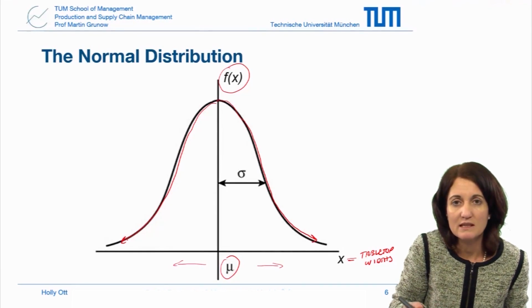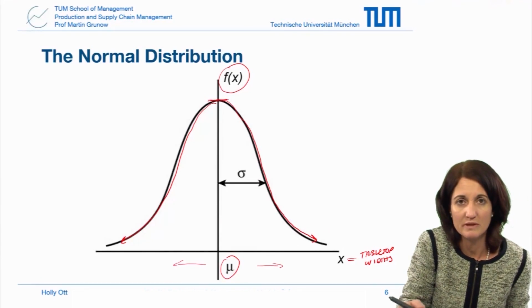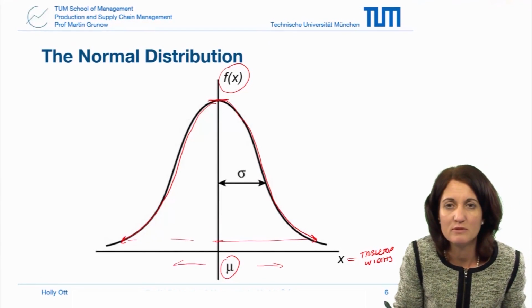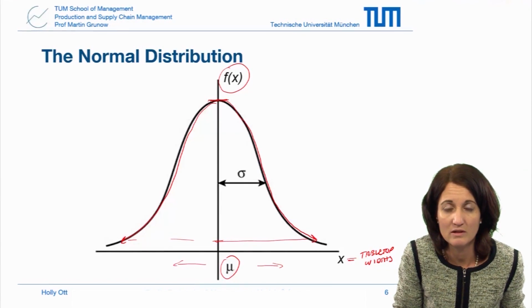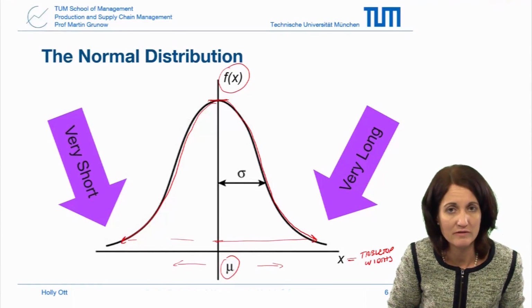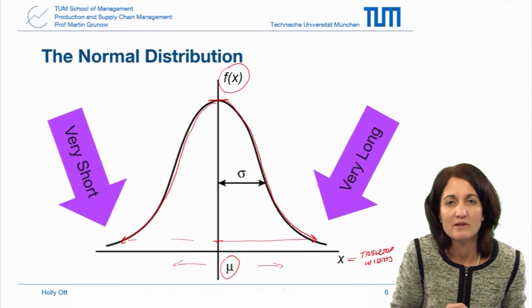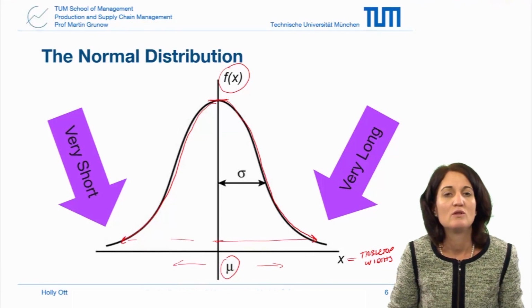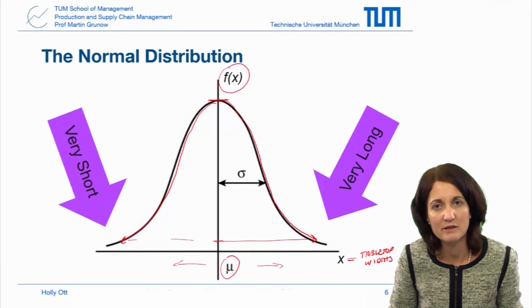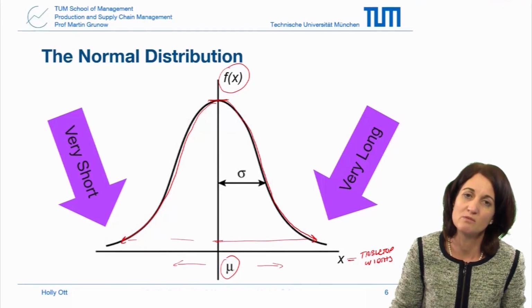What this means is that we have a high probability that our tabletop widths will be near the mean and a low probability that our tabletop widths will be either very large or very short, very long or very short. We also have a symmetric distribution. We notice that we have the same probability to have a tabletop that is larger than the mean versus one that is smaller than the mean.